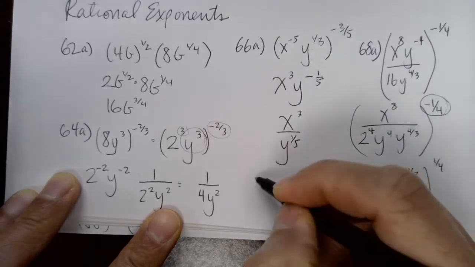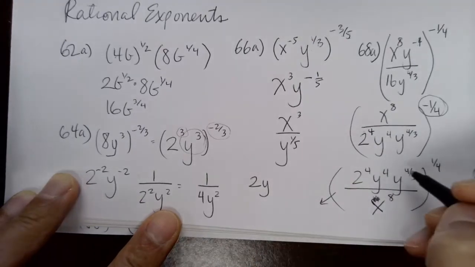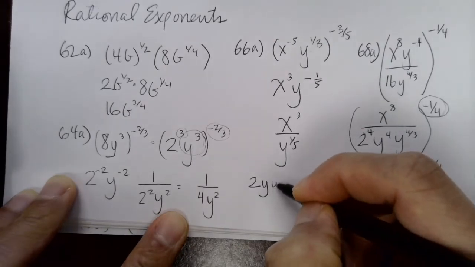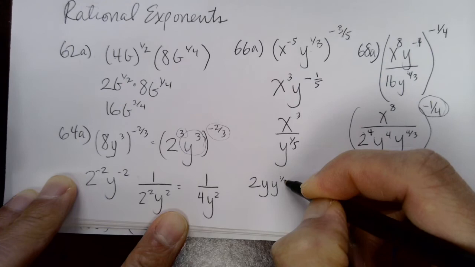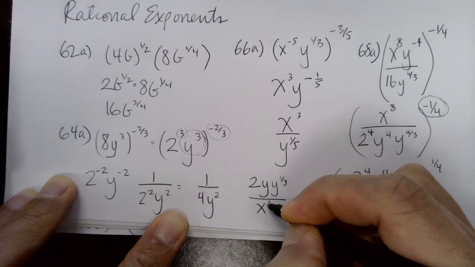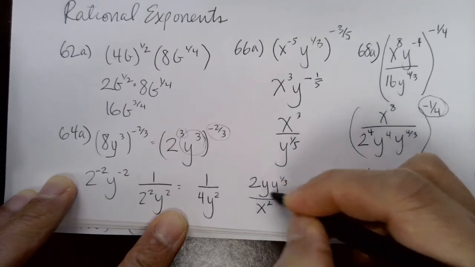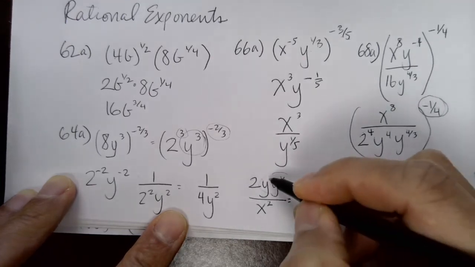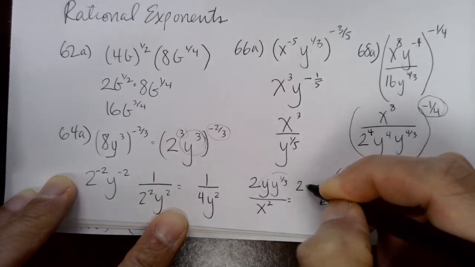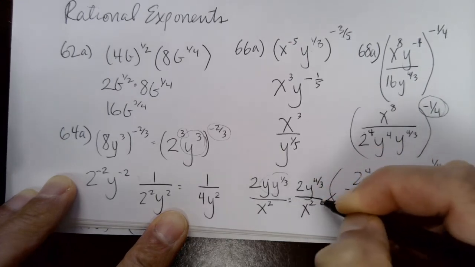2 to the 4th to the 1/4 is simply 2. Y to the 4th to the 1/4 is simply y. Y to the 4/3 to the 1/4 is simply y to the 1/3. And then x to the 8th to the 1/4 is x to the 8/4, which is 2. And then we'll need to combine these. So that's y to the 3/3 times y to the 1/3. So 2y to the 4/3. I can add those over x squared. Sorry, running out of space.